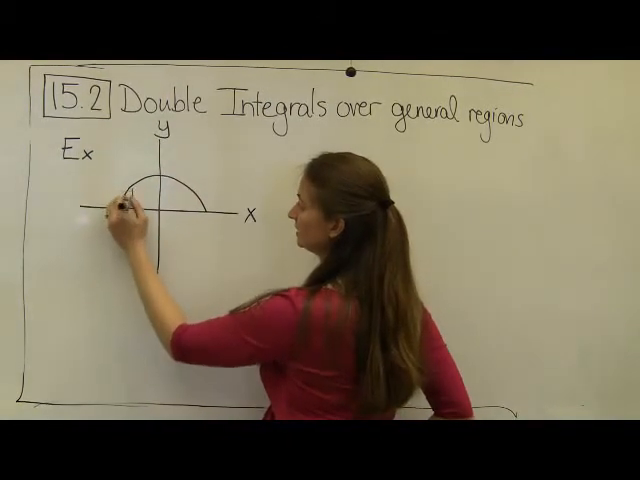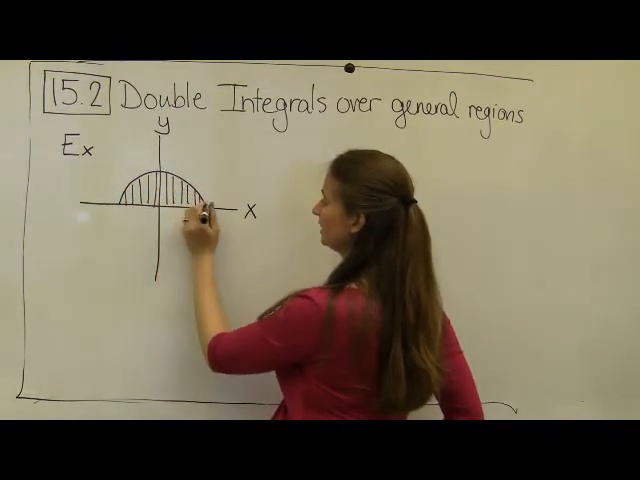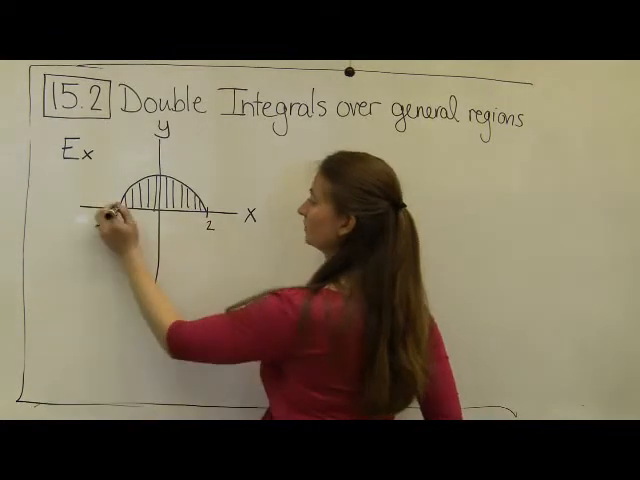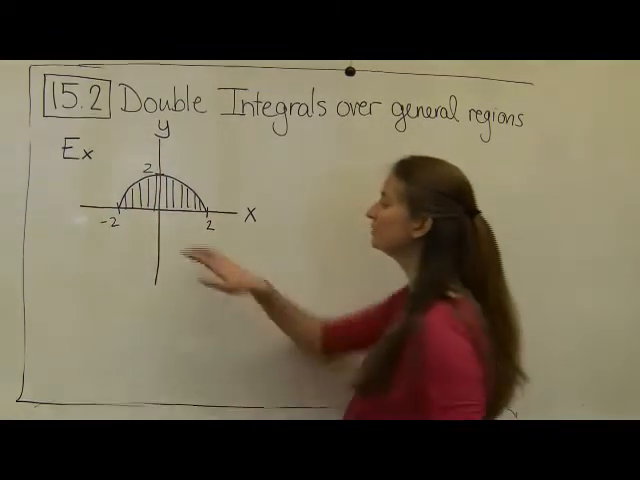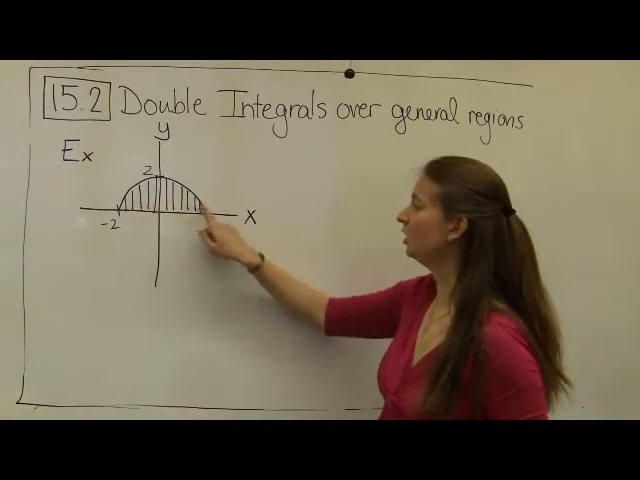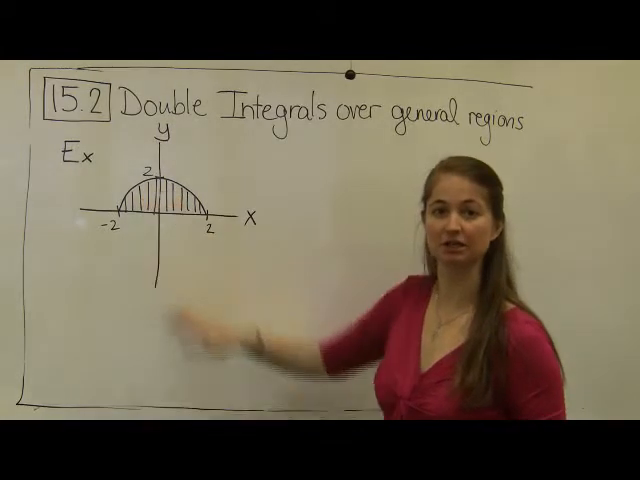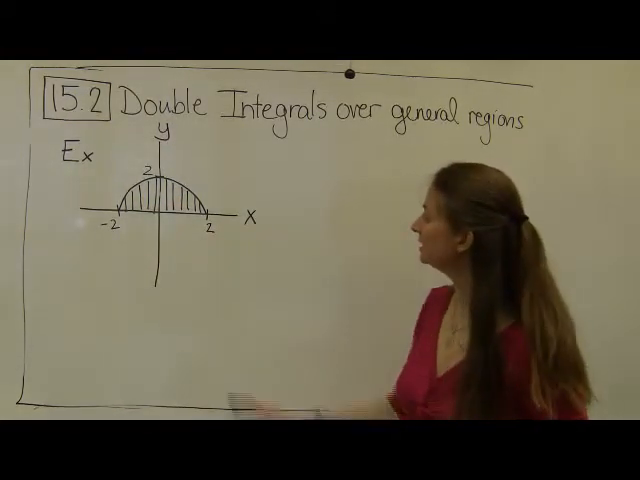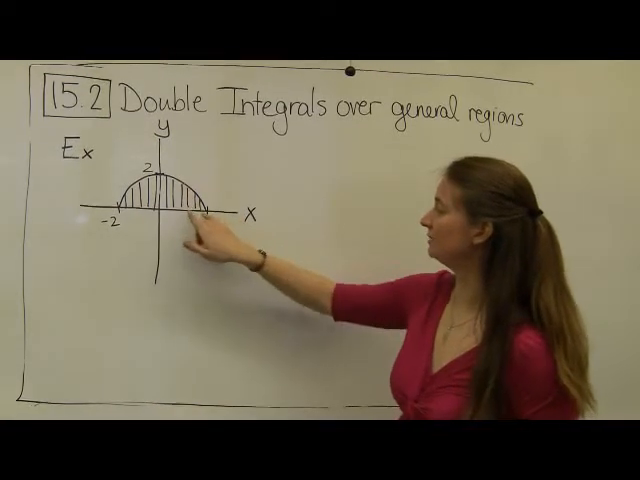So I'm thinking of just the xy plane, and let's say that I have a region that looks something like this. Let's say I have a half circle, and this half circle is of radius 2. And I want to be able to describe algebraically what is going on in this region. What are the bounds on this region, essentially, is what I'm asking. And in order to do that, I have to describe algebraically how I would describe this.